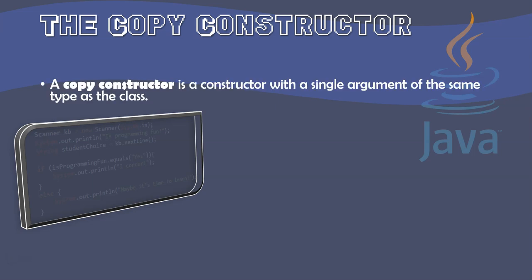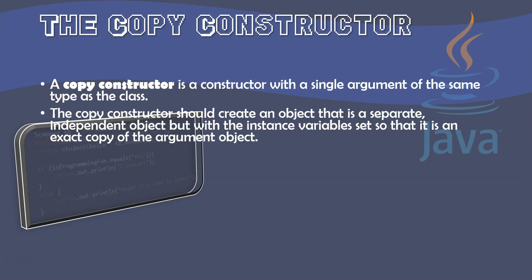A copy constructor is a constructor with a single argument of the same type as the class. A copy constructor should therefore create an object that is a separate, independent object, but with the instance variables set so that it's an exact copy of the argument object. For example, if we have a toy class and I wanted to make a copy of that, I would plug in as the parameter type, instead of a string or int, a toy class.